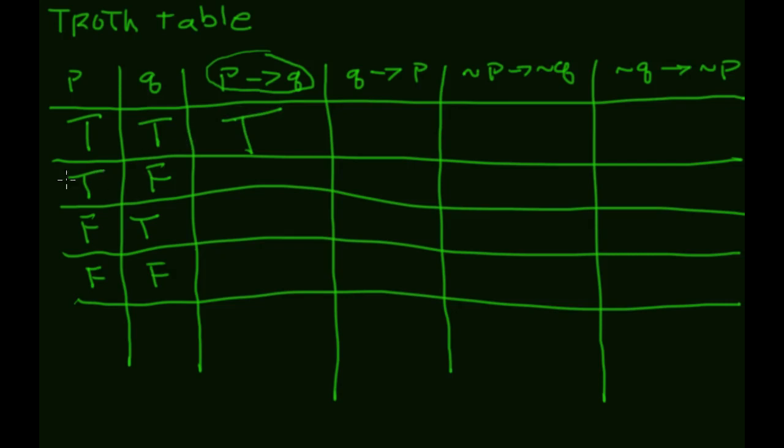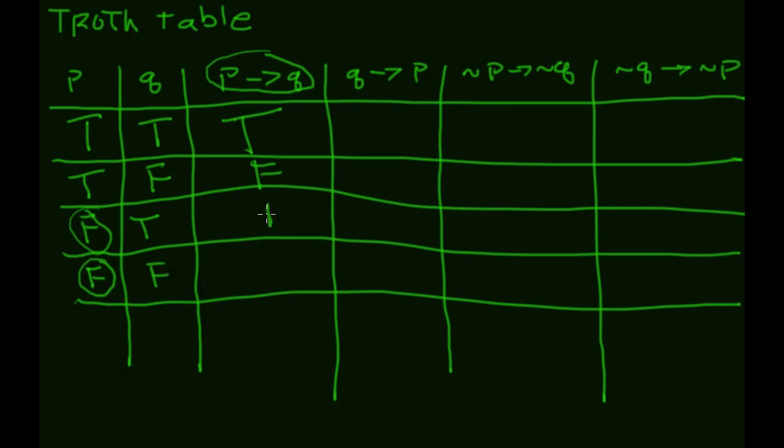But if the hypothesis is true and the conclusion is false, then the whole thing is false. Okay, so let's look at this situation. This is where things get a little bit illogical. If the hypothesis is false, none of the rest of this matters. So if the hypothesis is false, the statement is true.